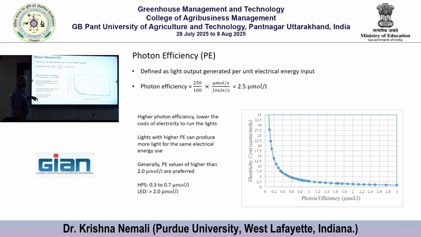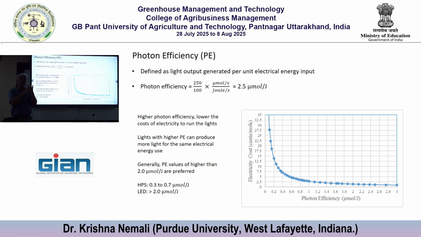Now look at the photon efficiency of HPS and LEDs. HPS is around 0.7 at best right here, 0.4 to 0.7. So you pay about 7.5 cents in this case, in US currency, 7.5 cents. But your LEDs are right here, 2.5. You're paying 1/3 of that cost.